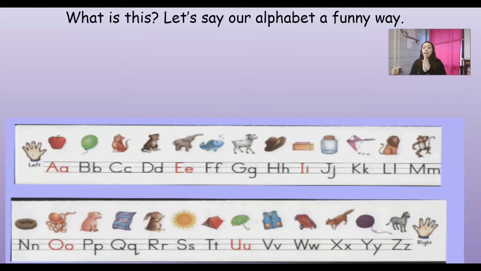So we start with A and we know A is a vowel. Are you ready? So A, B, C, D, E, F, G, H, I, J, K, L, M, N, O, P, Q, R, S, T, U, V, W, X, Y, Z. Very good. All right, here we go.